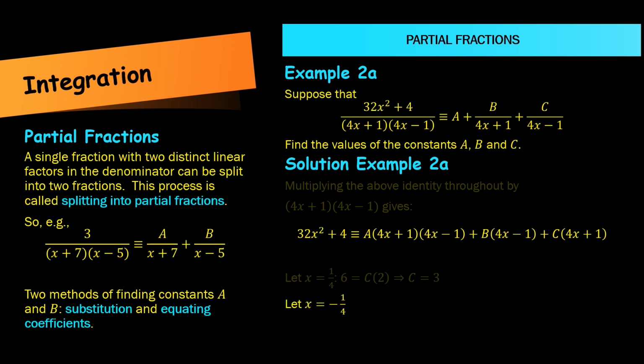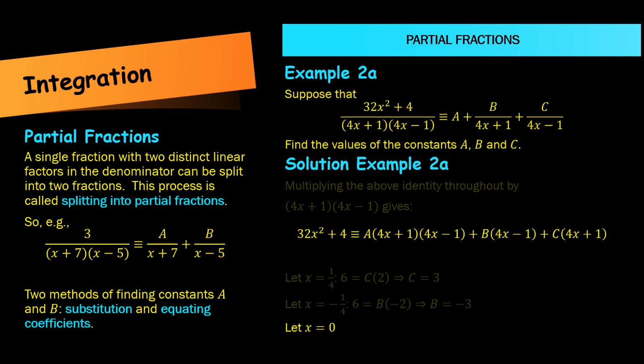Now let x equal minus 1 over 4. And again, this is so that we can allow two of the constants to disappear. So plugging in x equals minus 1 over 4 gives us 6 equals b times minus 2. And therefore b equals minus 3.